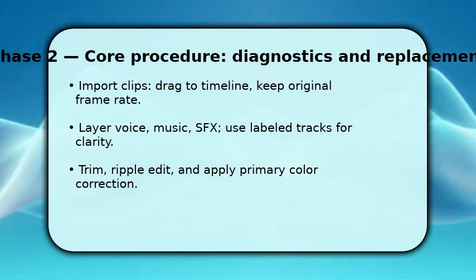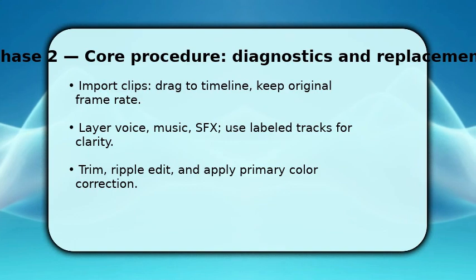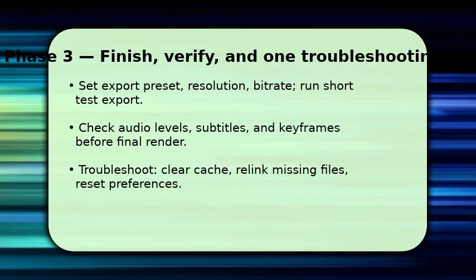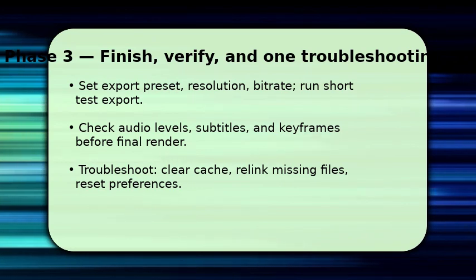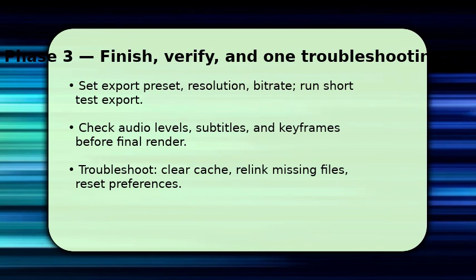You finalize by configuring export settings precisely. Choose resolution, bitrate, and a preset that matches delivery requirements, then run a short test export to verify. Once done, check audio levels, subtitle timing, and any keyframes so the final render won't require last-minute fixes. Make sure to render with a unique file name to avoid overwrites.